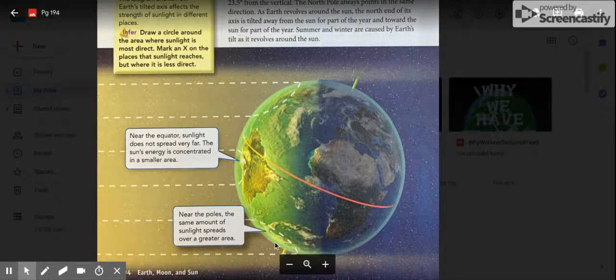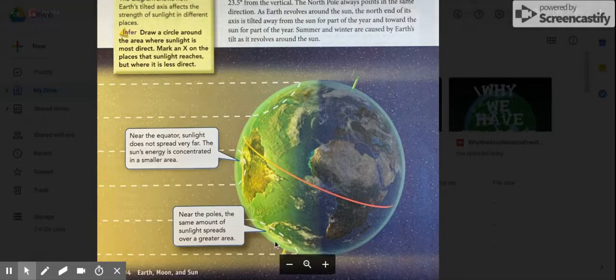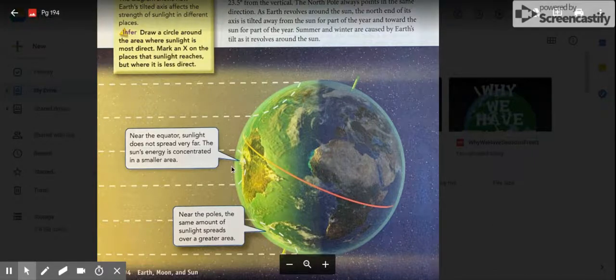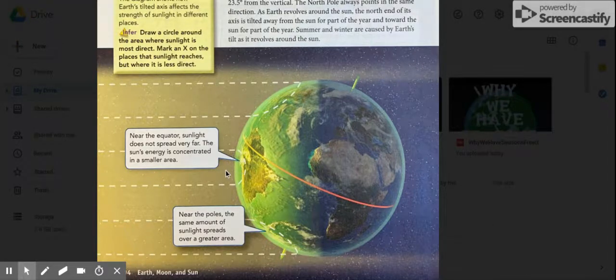It's spread out. This is like what you would feel in the morning or at night as the sun starts to go down. It feels a lot cooler than it does in the middle of the day when the sun is directly above you and hitting you in a direct, constant line.